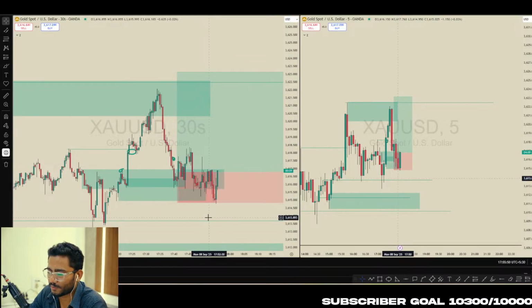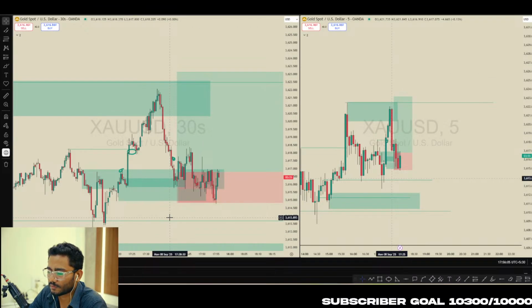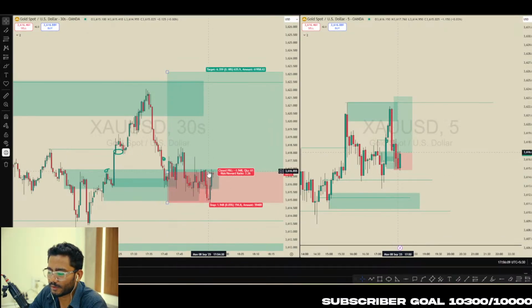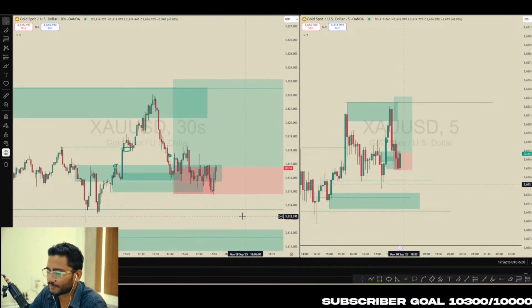Now the momentum is coming in. It took out this previous structure, this previous low. You can look for re-entry at this breakout, but I will not recommend it. But the momentum is kicking in right now.